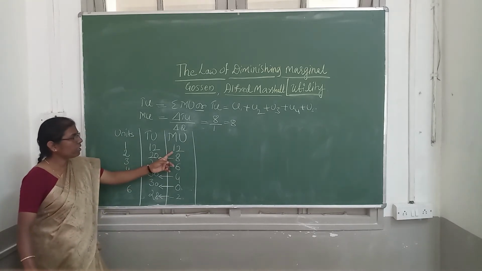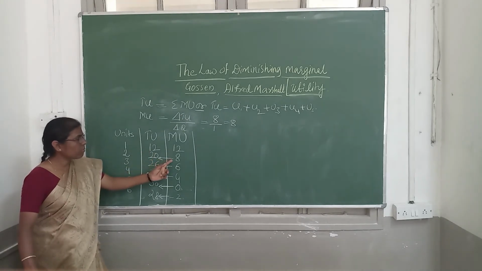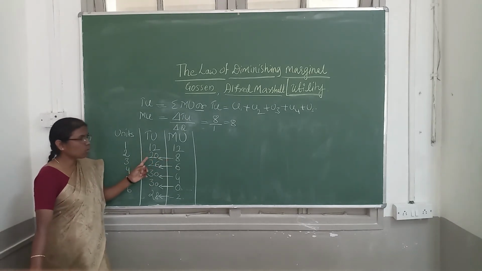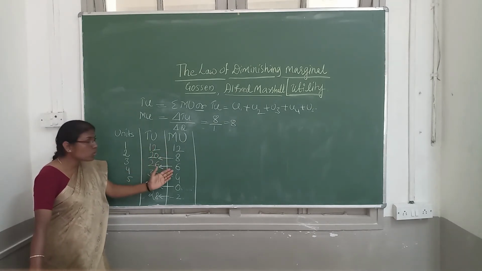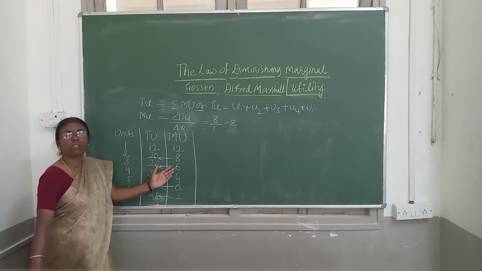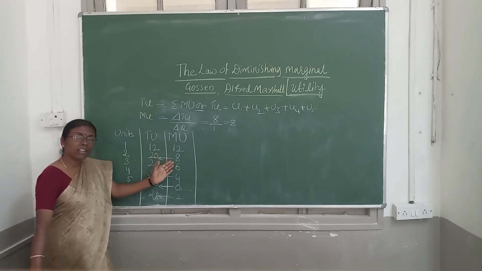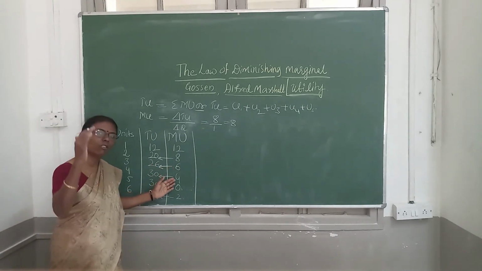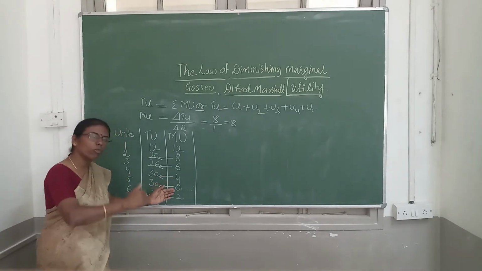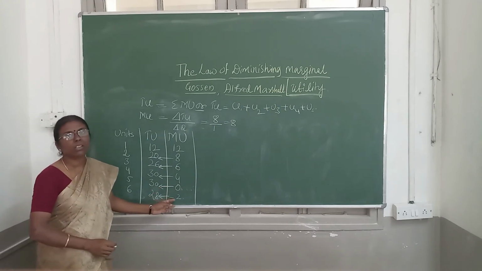This is very interesting. For the first unit, the marginal utility is 12 and the total utility is 12. For the second, the marginal utility is 8 and the total utility is 20, since 12 plus 8 is equal to 20. When we consume, the marginal utility again declines. The first paida gives us 12, the second gives us 8, and the third gives us 6. Again we consume one more paida, and the marginal utility declines. When we consume one more paida, it becomes 0, and after that, it becomes negative.